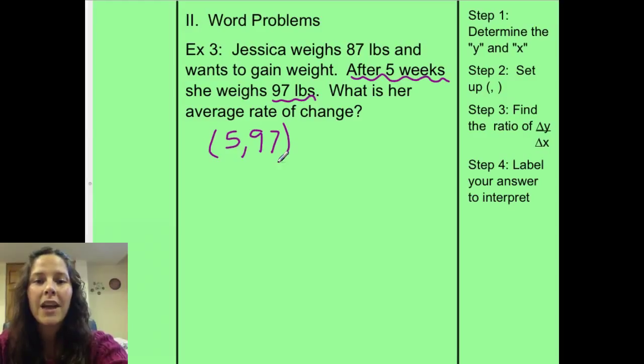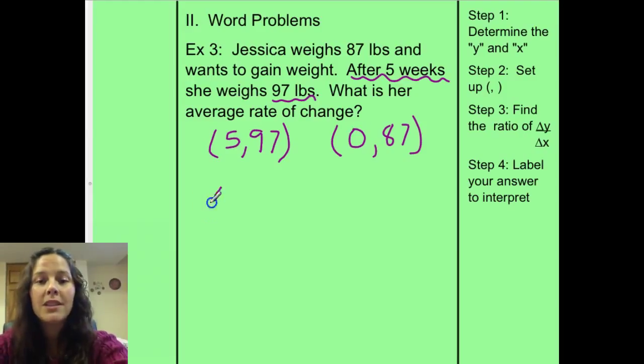So thinking about that, after how many weeks, that's our input, did Jessica weigh 87 pounds? And the answer is 0 because it's her current weight. And 5 weeks later, so adding 5 to the 0 weeks currently, gave us the 97 pounds. So we can calculate the slope from a set of ordered pairs as well. We're still setting up change in y over change in x. Change in output, the output was her weight, over change in input, and the input was the time.